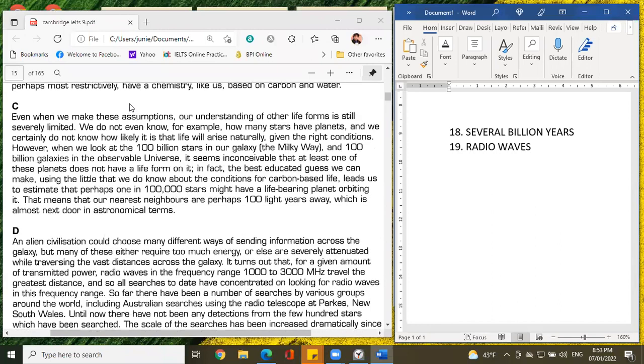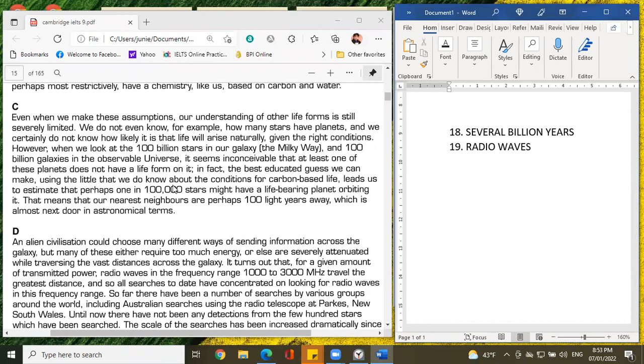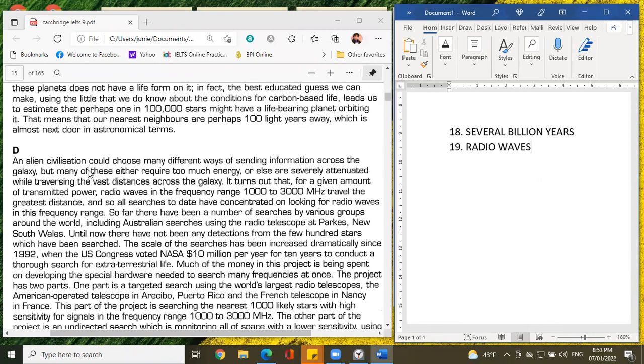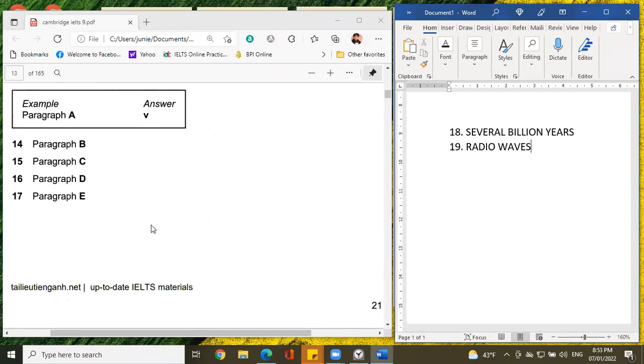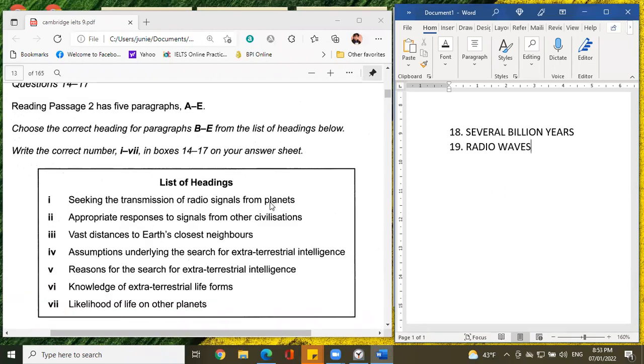Hindi. Ito yung vast distances yun. Yun yung C. Yung D, yun yung signals. Signals yun. Seeking the transmission of radio signals from planets.